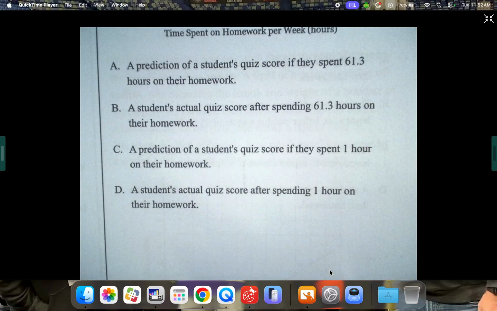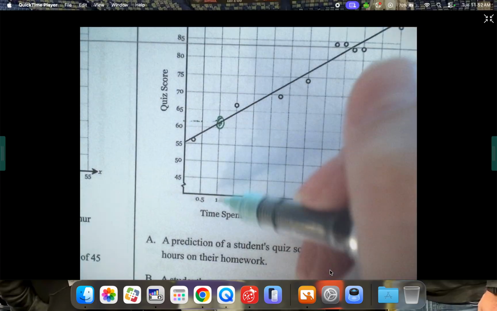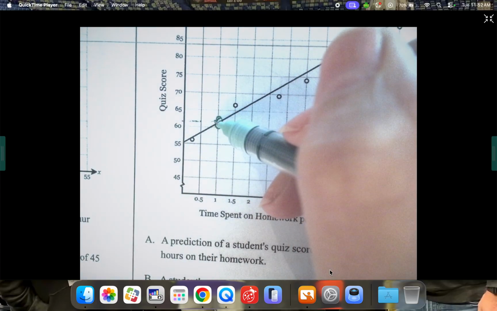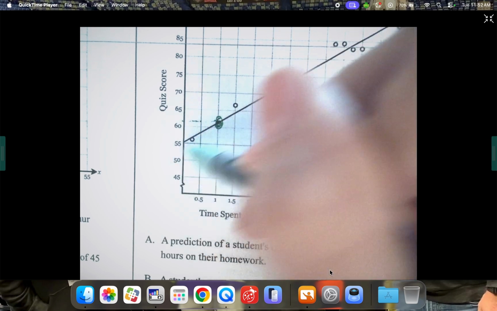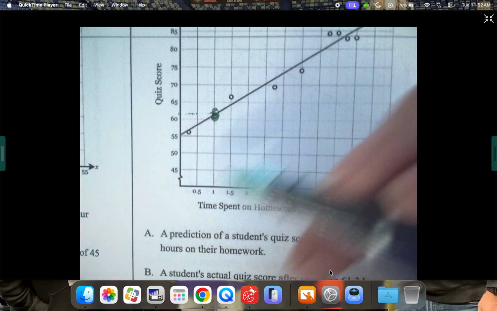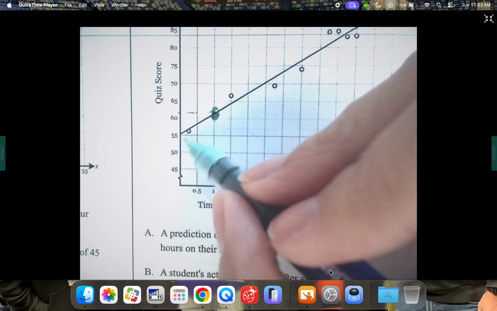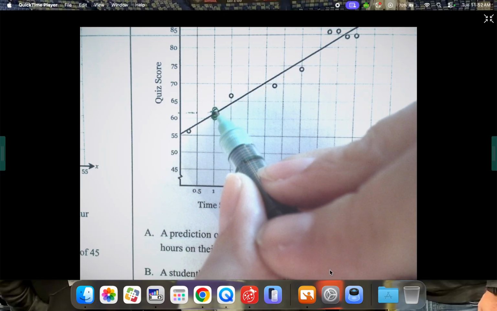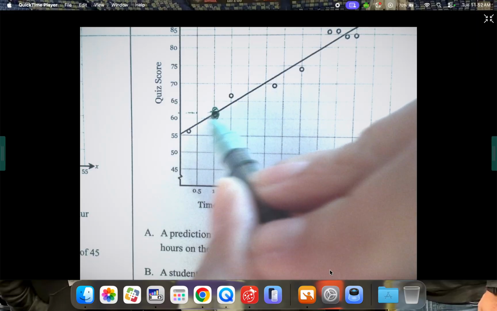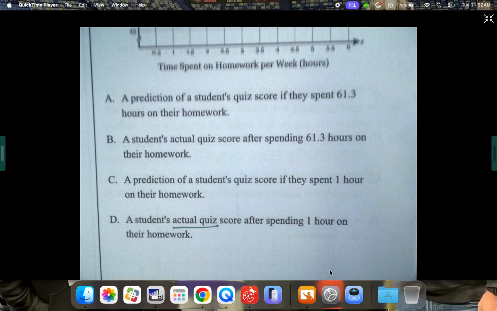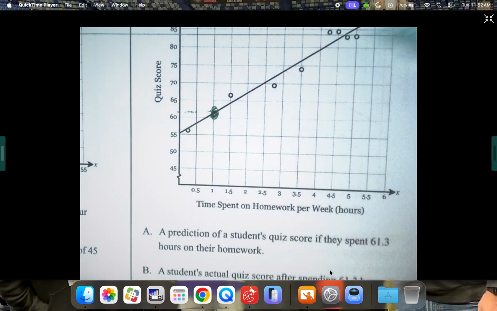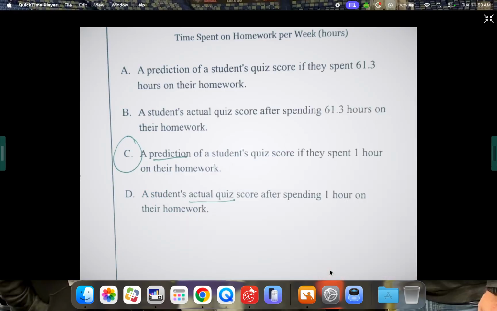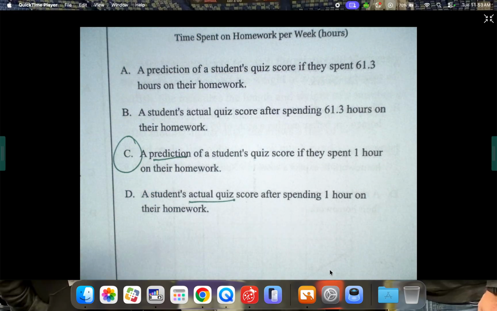Okay, if it was an actual score, then there would be an actual piece of data here, like an actual circle. But there's not. There's just a line of best fit. So we're predicting based on our line. Now, again, if there was an actual dot like there are here, it would be that kid's actual score. But because it's just where our line is, it's a prediction of where it would be. So this one is going to be C.